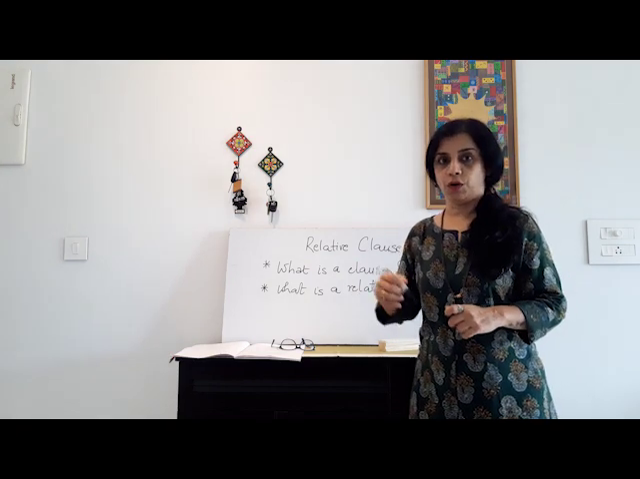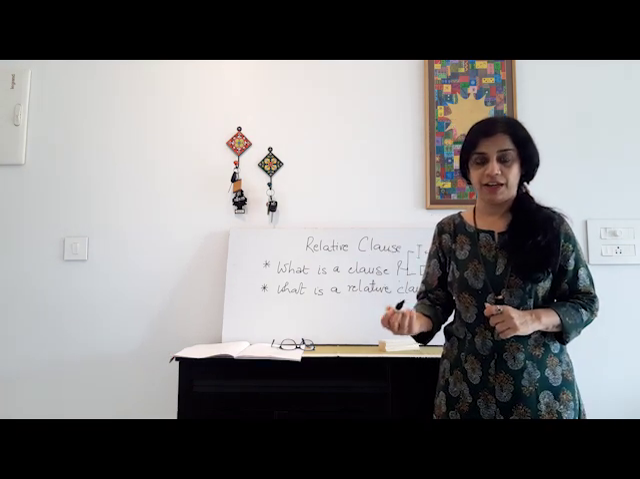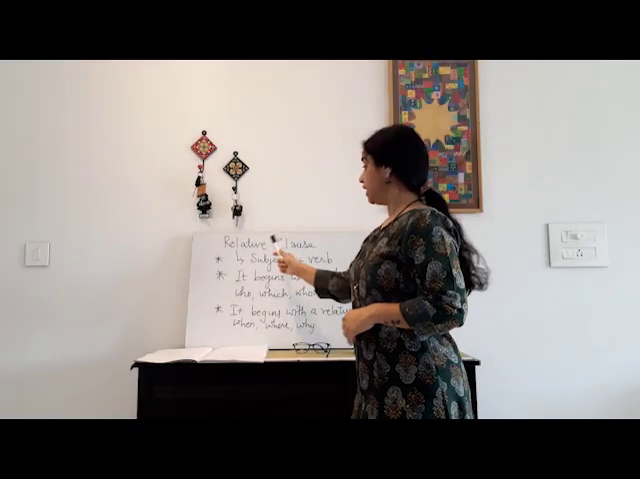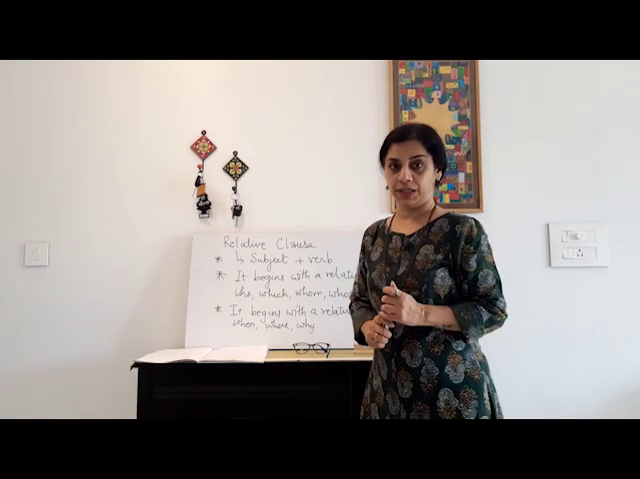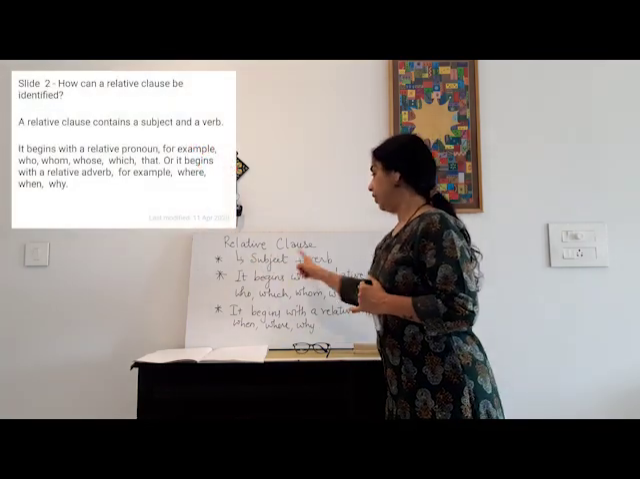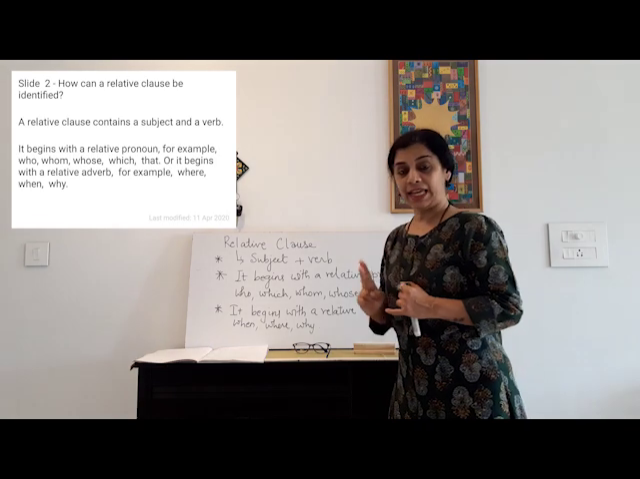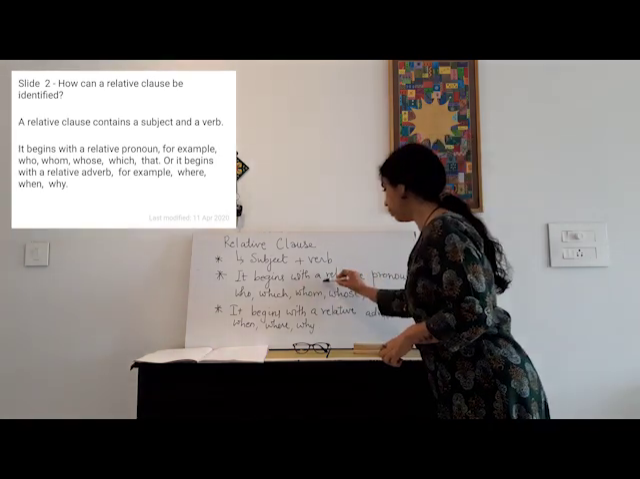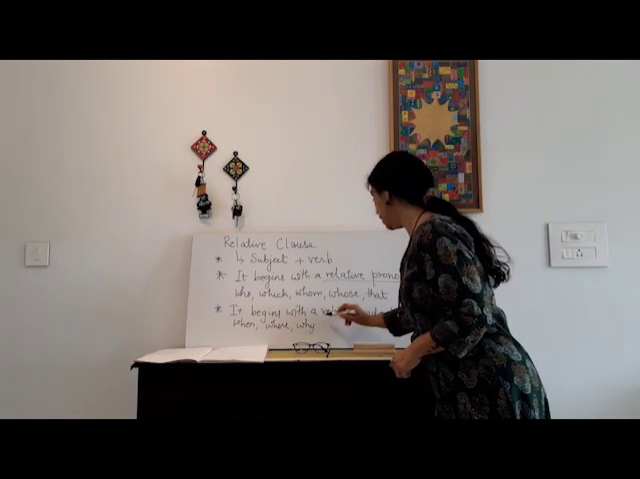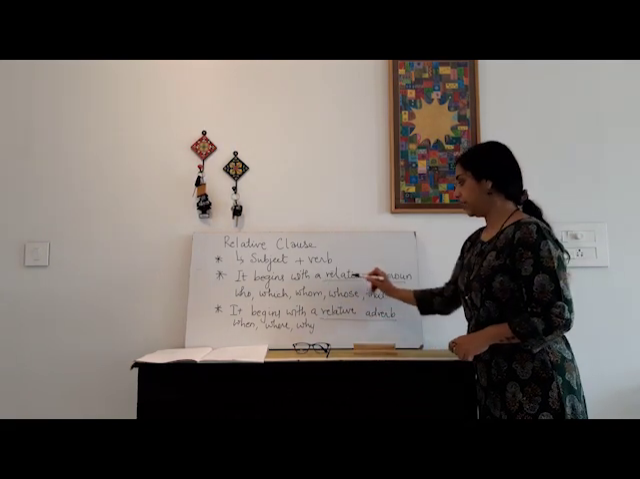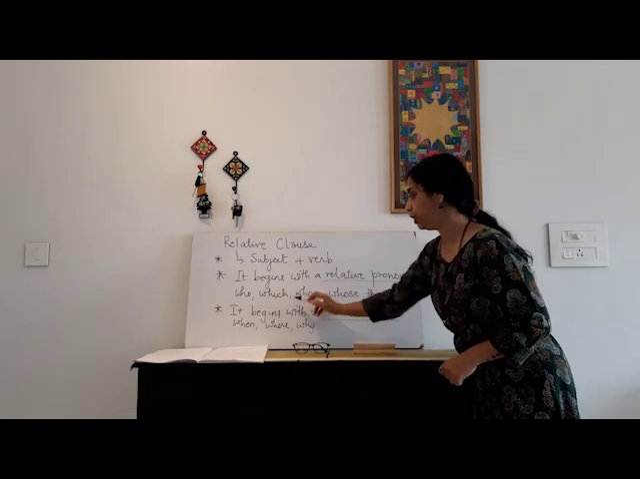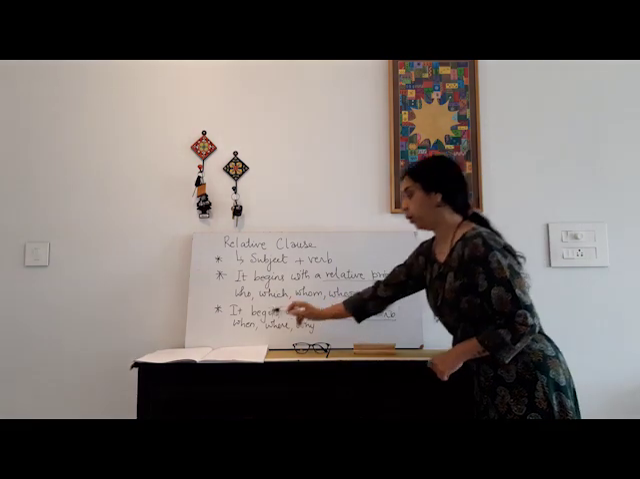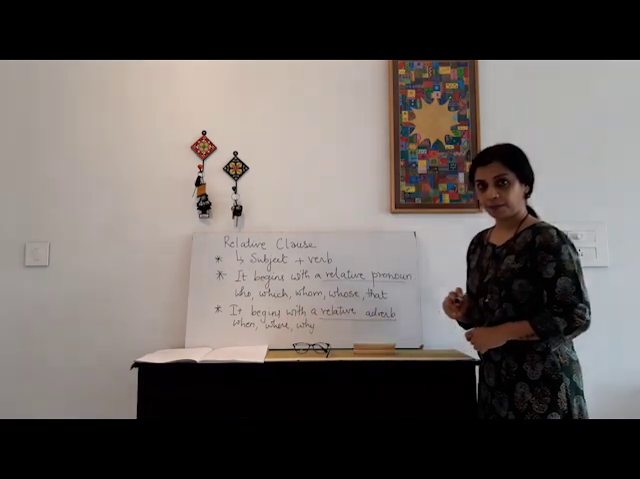Okay. Let us move on to how to identify a relative clause. Okay. So as I said, relative clauses are very easy to identify. The first thing is there is a subject and a verb, and second, it either begins with a relative pronoun or a relative adverb. So it either begins with a relative pronoun like who, which, whom, whose, that, or with a relative adverb like when, where, why.